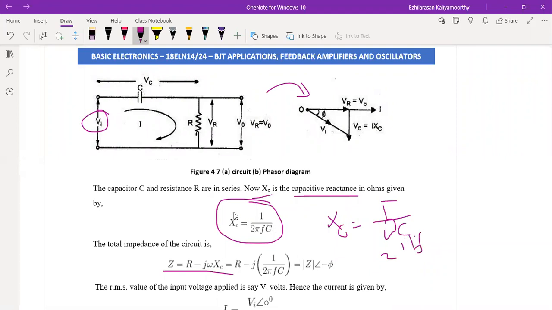But you have to see the XC. We have to substitute it over there. So Z = R - j(1/2πfC), or this term can be written as R - j(1/ωC). Then you can substitute omega as 2πf, and the term becomes R - j(1/2πfC).